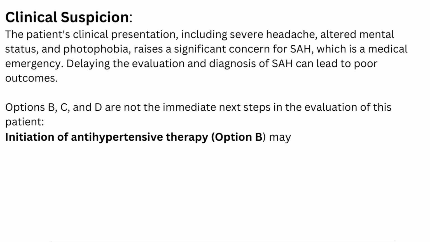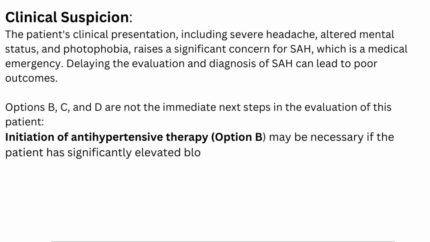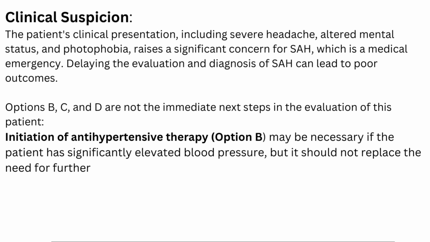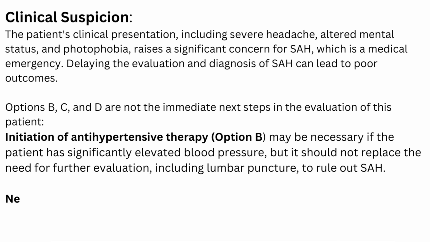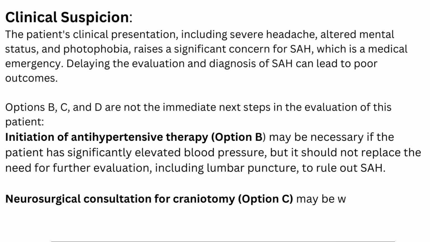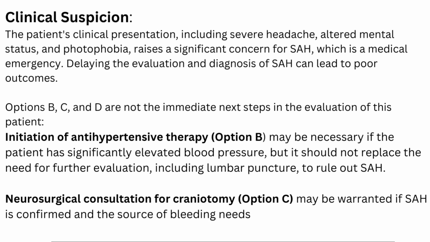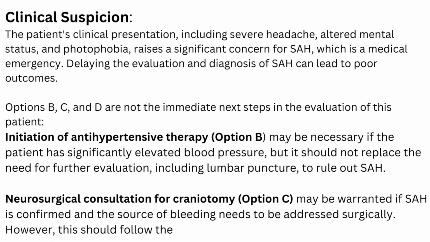Initiation of antihypertensive therapy, option B, may be necessary if the patient has significantly elevated blood pressure, but it should not replace the need for further evaluation, including lumbar puncture, to rule out SAH. Neurosurgical consultation for craniotomy, option C, may be warranted if SAH is confirmed and the source of bleeding needs to be addressed surgically. However, this should follow the confirmation of SAH through lumbar puncture.